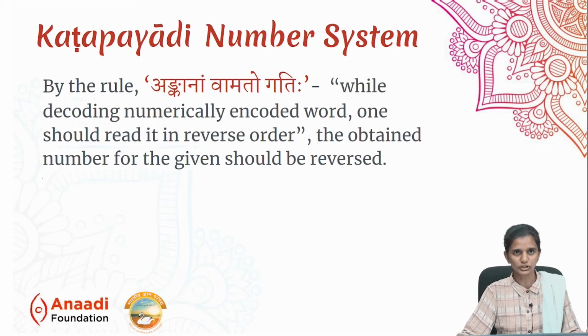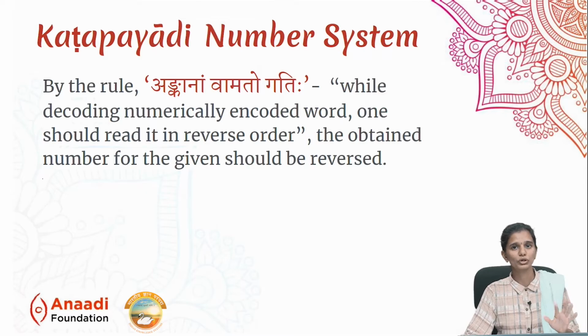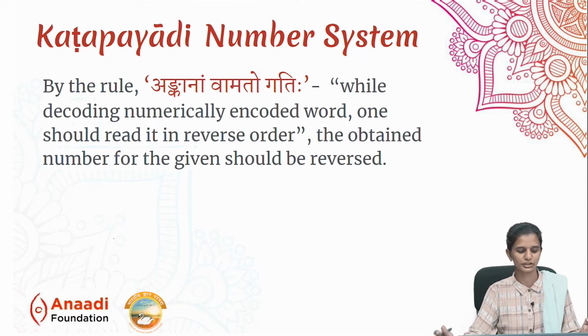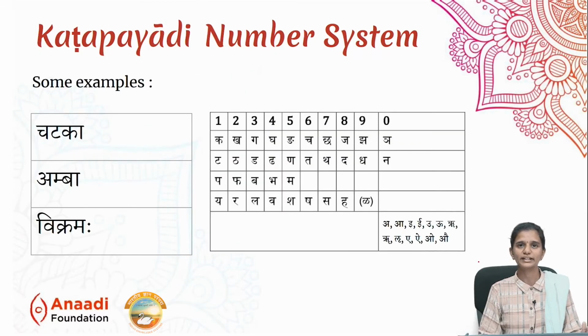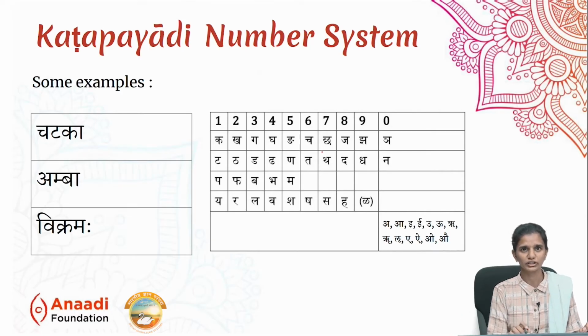We have this rule, ankanam vamato gatihi, which means that while decoding a numerically encoded word, one should read it in the reverse order. Let's see how. Now, let us see a few examples. We have the word here, Chataka. Chataka means a sparrow. Now, we'll start giving the numerical values by looking at the table.